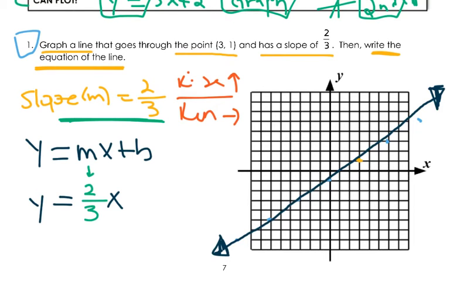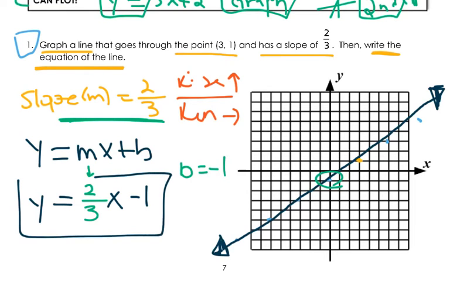What's my b? Well, my b is the y-intercept, where it crosses the y-axis. So when I look at my graph, I notice that this graph crosses the y-axis at -1. So -1 is my y-intercept. So if you just want to write down b equals -1, I'm looking right here. Okay, so now this is my equation.